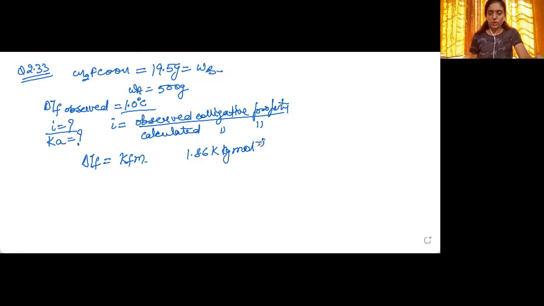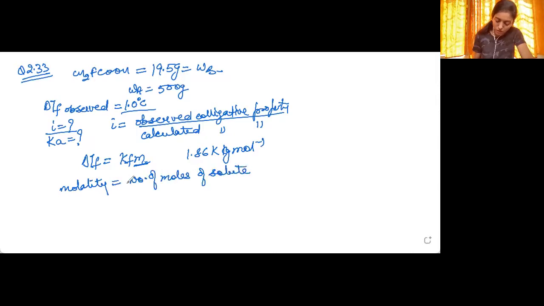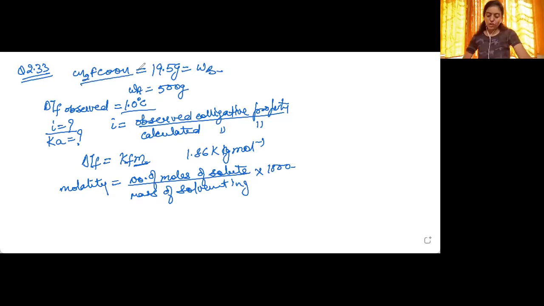Okay, so now we need to find the value of molality and put in this equation, we will get the calculated value for delta Tf. So molality is equal to number of moles of solute upon mass of solvent in gram multiplied by 1000. Number of moles of solute. Solute is fluoroacetic acid. Now we have been given WB. Again, we need to find out the value of number of moles.